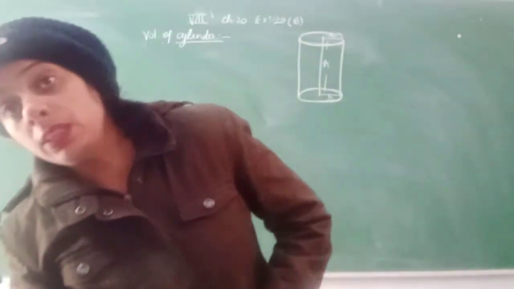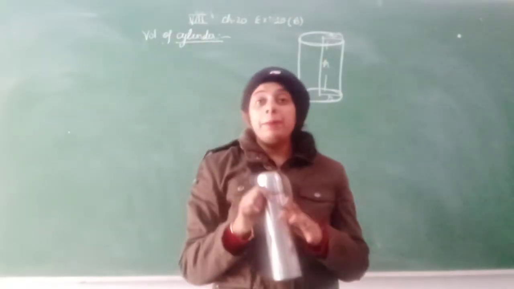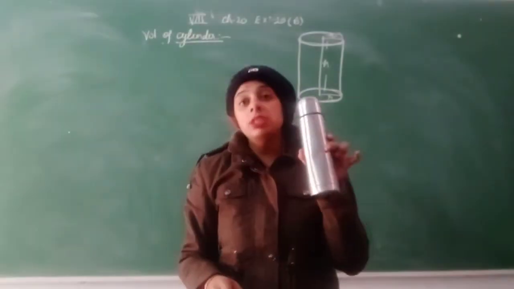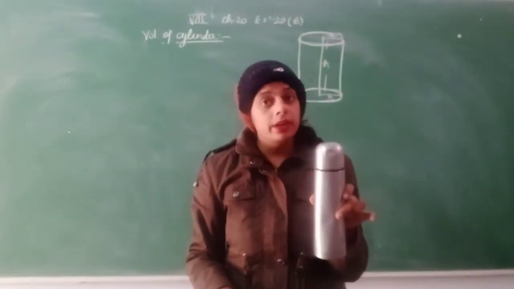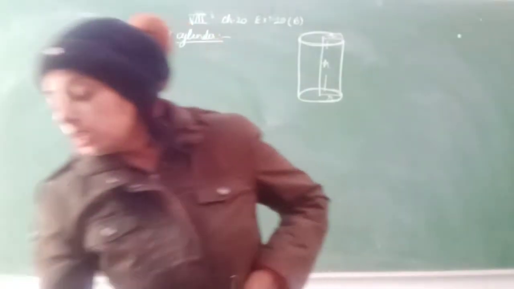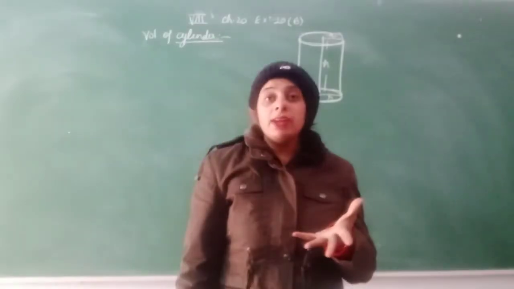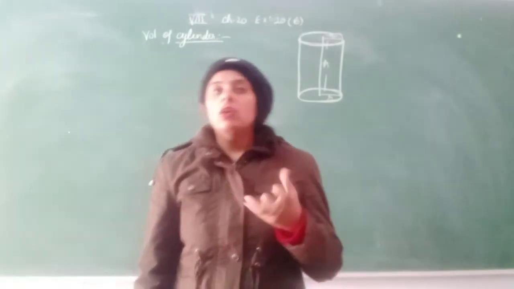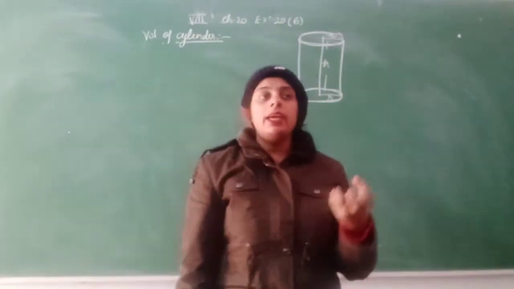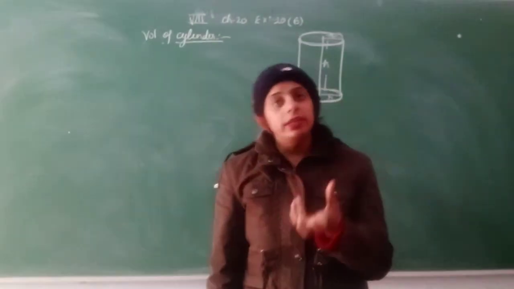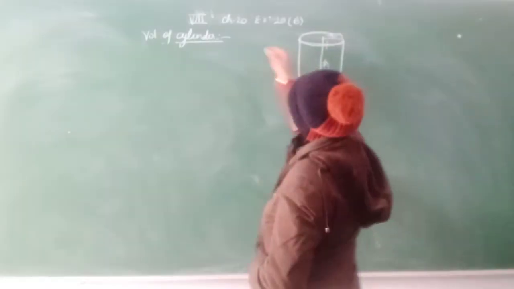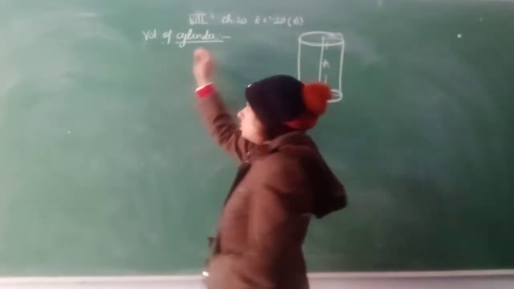And what do we mean by volume? The amount of capacity, the amount of water that this bottle can hold. So we say the volume of this cylindrical bottle. The amount of water a pipe can hold, or the amount of any liquid that a container can hold, is known as the volume of that container.